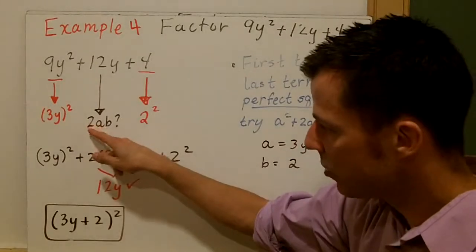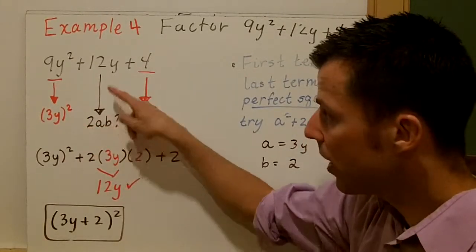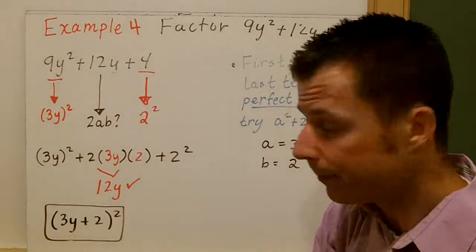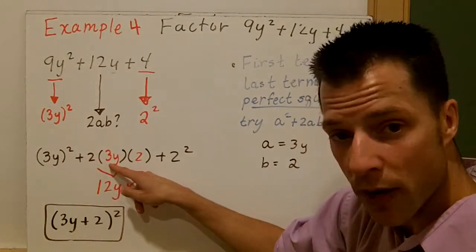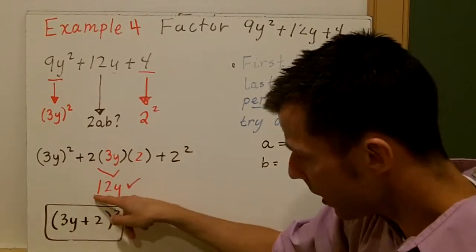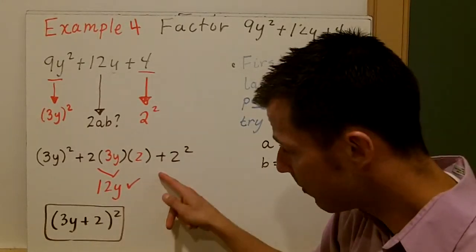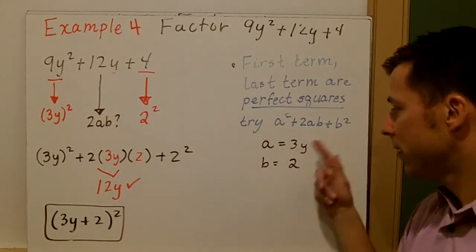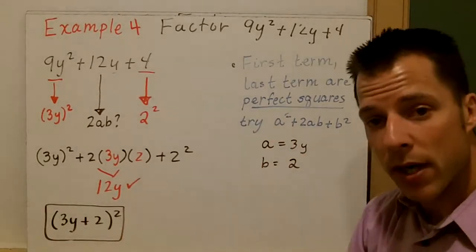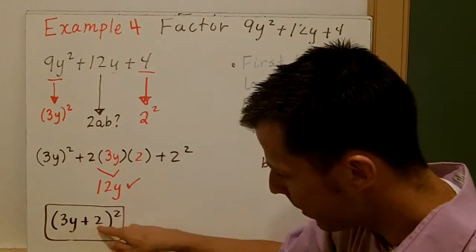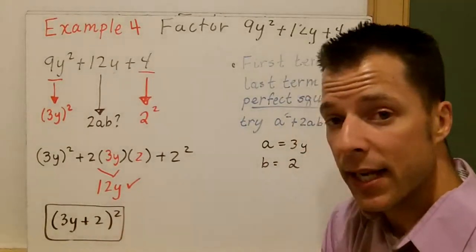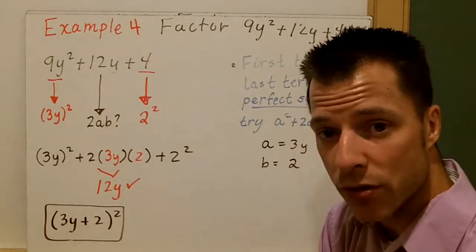If I multiply 2 times A times B, do I get 12y? If I do, I can use my pattern. So 2 times 3y times 2. That does equal 12y. I get my check mark. Perfect square trinomial says if I have this pattern, A plus B, that quantity is squared. A plus B, that whole quantity is squared. So that's the second example of a perfect square trinomial.